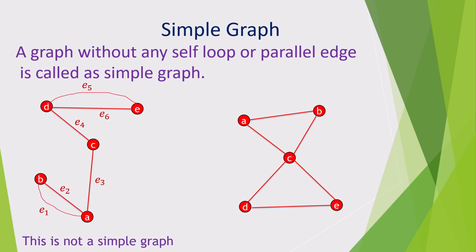So the first graph is not a simple graph, because the definition of a simple graph is a graph without any self loop or parallel edges. That means a graph should not contain a self loop, and it should not contain parallel edges. And if you observe, the second graph has no self loop and no parallel edges. So the second graph is a simple graph. In our entire syllabus, we are going to discuss simple graphs.